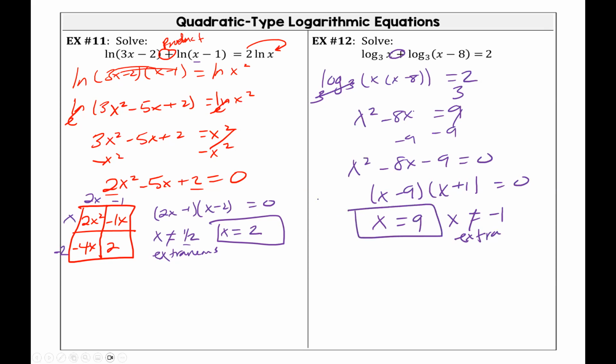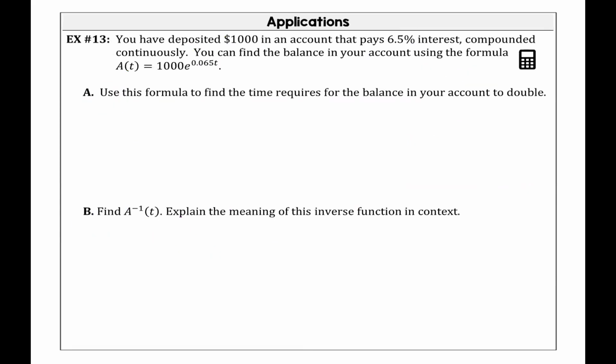All right. Okay. So now we're going to word problems is what we have left to solve. And we'll do that next.